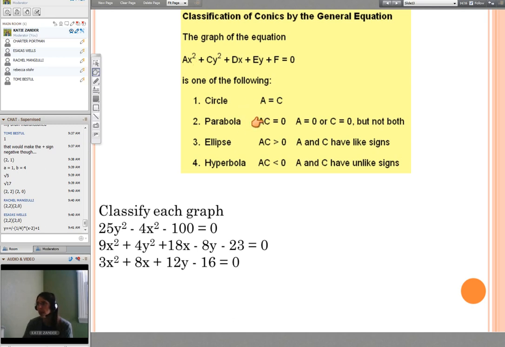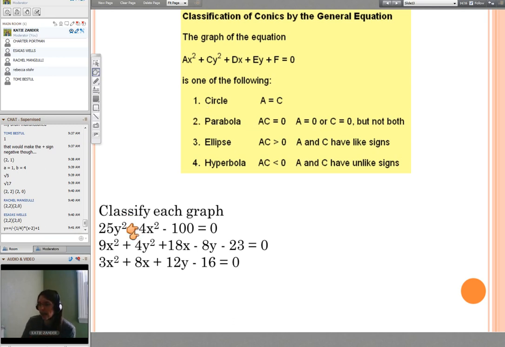Now, for the other ones, when we multiply A and C together, if they equal 0, we have a parabola happening. That's because one of your terms does not have an x squared or a y squared. Generally, the parabola is the easiest one to identify because only one of the terms is squared, and you don't have a square for the other variable. If you multiply A and C together and it's greater than 0, then you have an ellipse occurring. If it's less than 0, then we know we have a hyperbola.